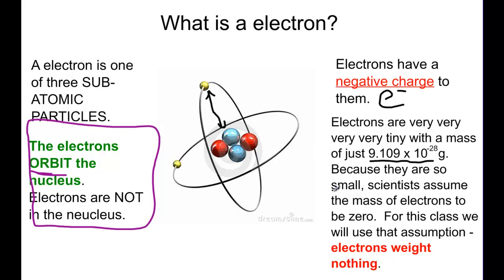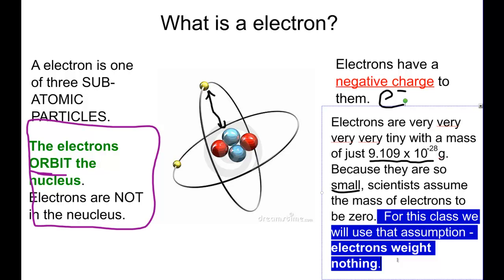Because they are so small, before, with protons and neutrons, they were small but not the smallest, so scientists still gave them a number. With electrons, scientists just said, this is such a tiny number, it's insignificant. It has no effect on the chemistry that we're doing. So let's just pretend that it is 0. We will follow that assumption for this class. So for this class, we will assume that electrons weigh 0. They weigh nothing. They have no mass.